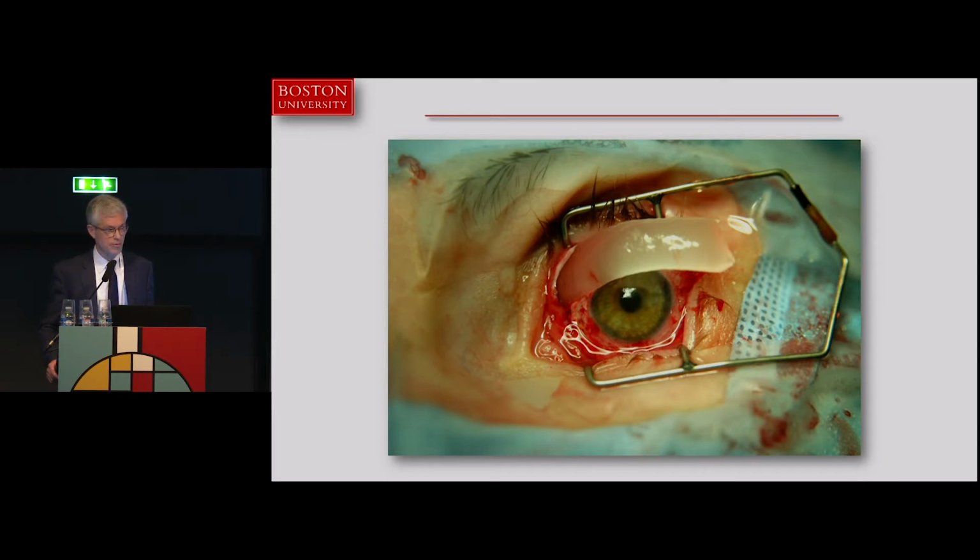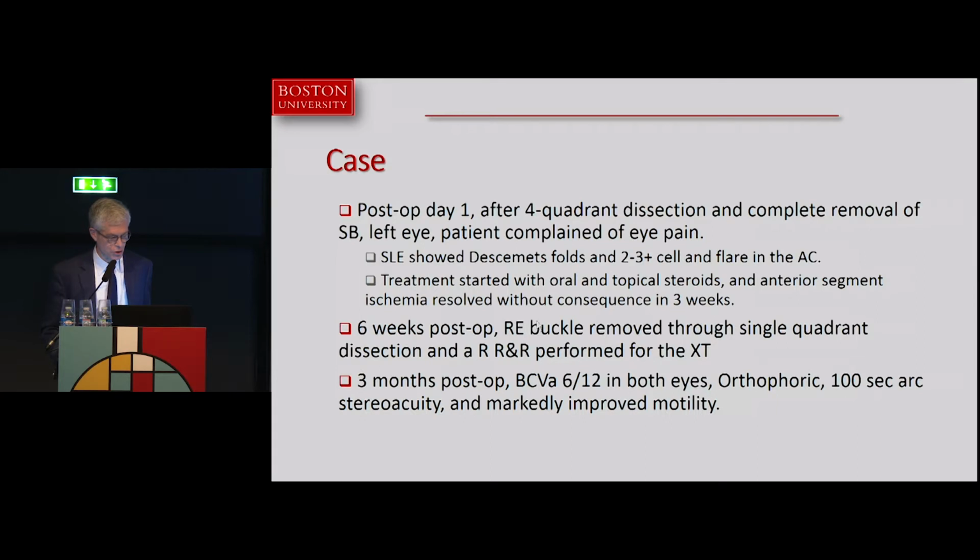What we found at the time of our dissection, and I did a 360-degree peritomy, was that all of the extraocular muscle insertions looked completely avascular, which was quite interesting. So the buckle was removed, and I didn't do any strabismus surgery on this patient at the time, just removed the buckle, because I wasn't sure what the mass effect of the buckle was. Well, post-op day 1, she came in complaining of significant eye pain, and I took her to the slit lamp, and she had Descemet's folds. She had a very inflamed anterior chamber, and clearly a case of anterior segment ischemia. We started her on both oral and topical steroids, and fortunately she resolved quite quickly without any visual consequences.